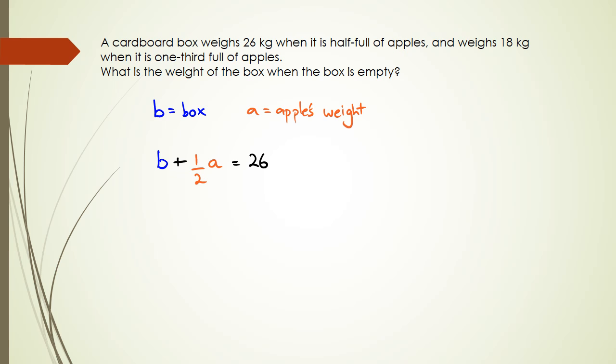And as for the second one, it says it weighs 18 kgs when it's 1/3 full of apples. So the box weight is still the same. So I should really have said that B equals box weight. So B plus 1/3 of the apple's weight equals 18 kgs.